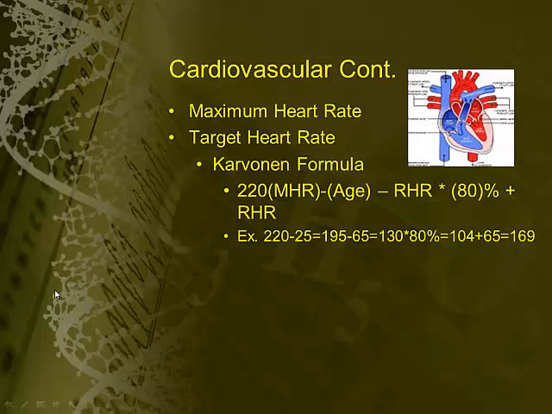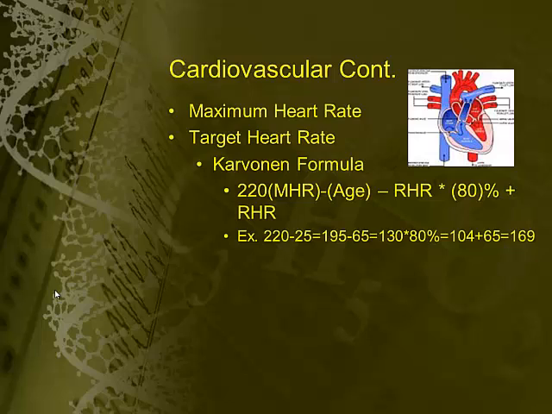Okay, so again, maximum heart rate is 220 minus age. Target heart rate is what we're looking to shoot for when we're exercising. There's a formula called the Karvonen formula. Some of you may have used this. We take our maximum heart rate, 220 minus our age, and subtract our personal resting heart rate. The best time to get your resting heart rate is first thing when you wake up in the morning. Then we multiply that by 80% in this case.